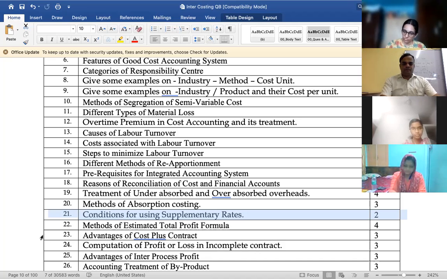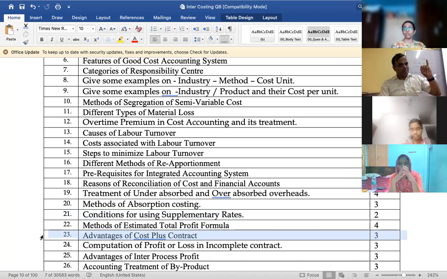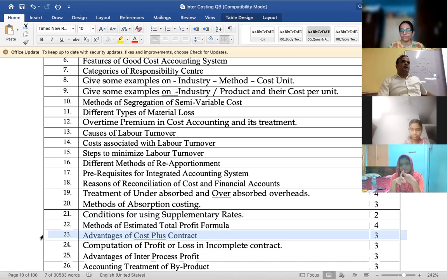23rd one, advantages of cost plus contract. We get guaranteed profit: cost plus a percentage. I should fix it; a percentage of profit, and the books can be examined by the contract. So first, assured profit, guaranteed profit. Second, the person can inspect how much the cost is, because it is cost plus profit. So totally how many benefits?